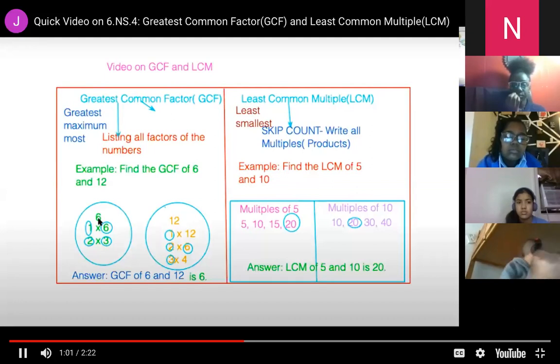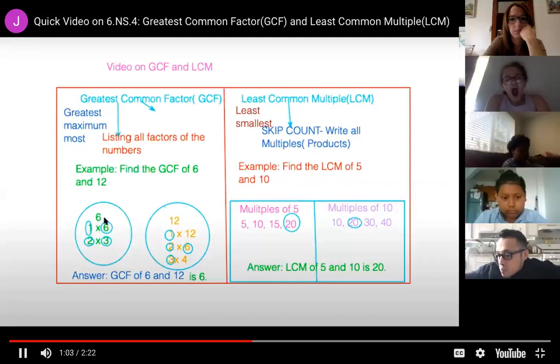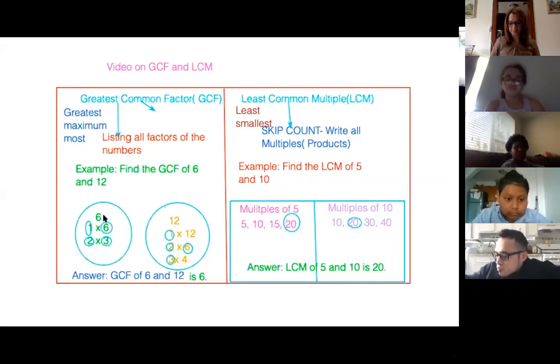So let's start with 6. We know that 1 times 6 is 6, and we know that 2 times 3 is 6. Those are the only factors that make up 6. Let's look at 12 in orange.